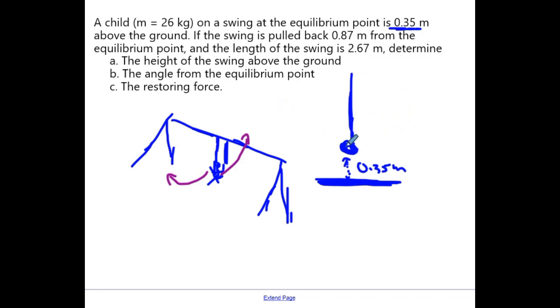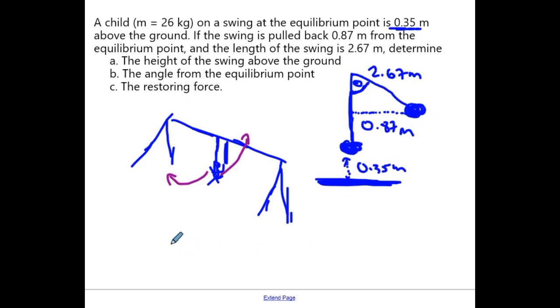Okay, so here's your pendulum right here. We're going to pull the pendulum back to right there. I'm telling you that we're pulling it back 0.87 meters, but the length of the pendulum, the length of the swing itself, was 2.67 meters. The reason we need that is that we need to solve for this angle right here. We need that angle to go forward in the question. But there's a little triangle buried in there, right? Can you see that triangle?